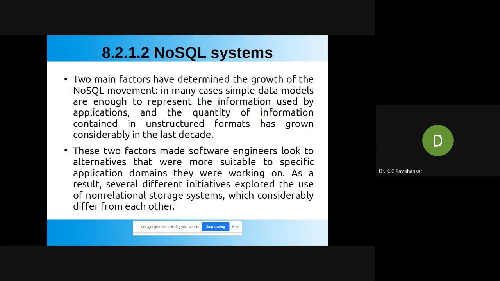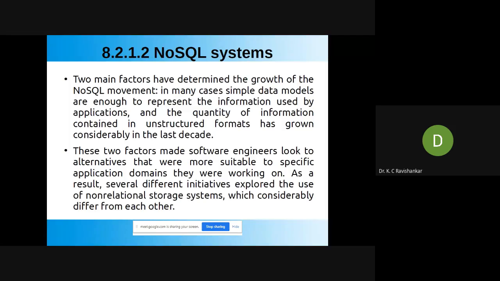Two main factors have determined the growth of the NoSQL or not only SQL movement. In many cases, simple data models are enough to represent the information used by applications, and the quantity of information contained in unstructured format has grown considerably in the last decade. So whether the data is in unstructured or structured format, a certain database model needs to be selected for proper handling of data, because there may be redundancy, inconsistency, and duplication of data. All these things need to be handled. For that, you must have a proper database management system.